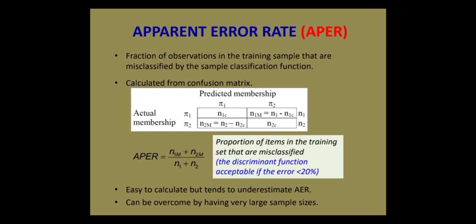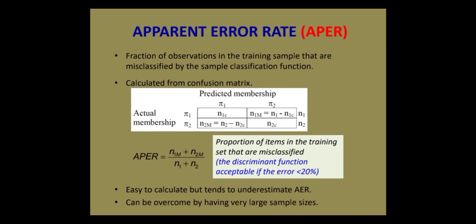APER is actually the proportion of the items in the training set that are misclassified. So how do we get the values of N1C, the number of items that are misclassified or correctly classified? How to get this? Remember, before this we built the classification function. There were two ways before this, using the classification rule and also using the discriminant score, so you can use both.